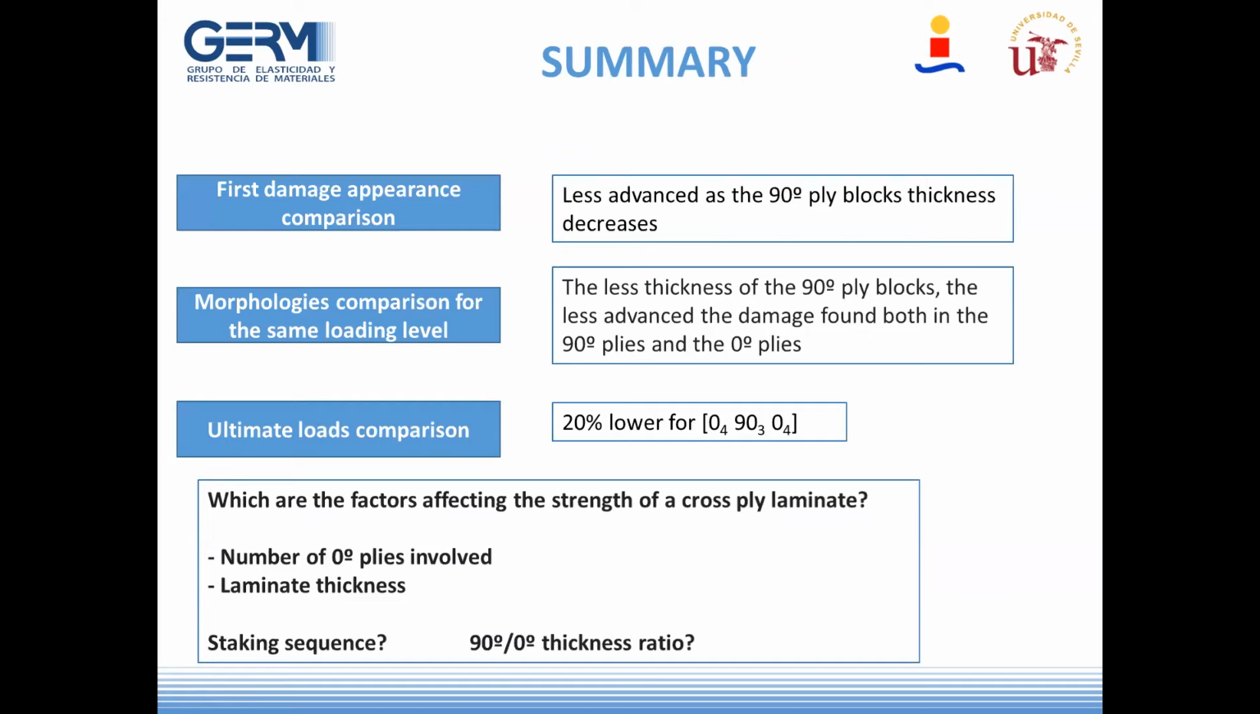Well, as a summary of the ideas, we wonder now, in agreement with the idea of the workshop, which are the factors affecting the strength, in this case of a cross-ply laminate. Of course, the number of plies involved, as was referred to, the laminate thickness. We also think, and Michael said this before, that the stacking sequence is important, we don't know to what extent. So we just put this as an open question. We hope for the discussion after the presentations. That's all I wanted to share for now. Thank you.